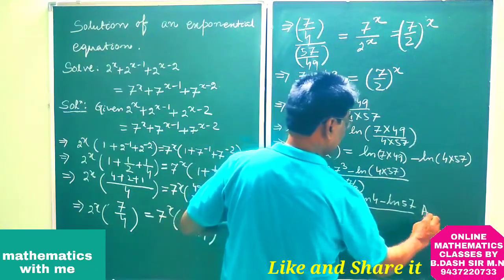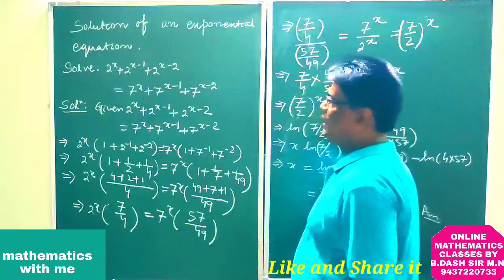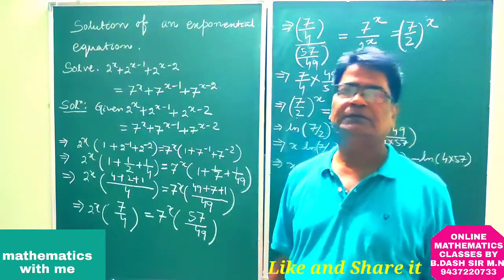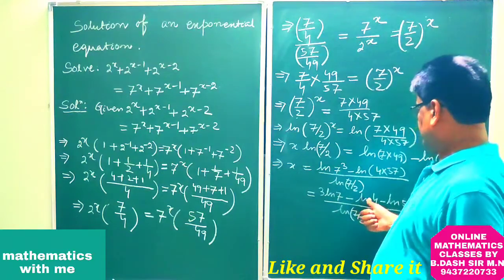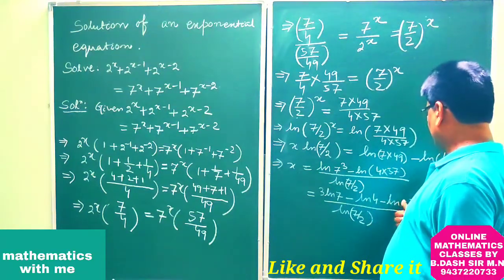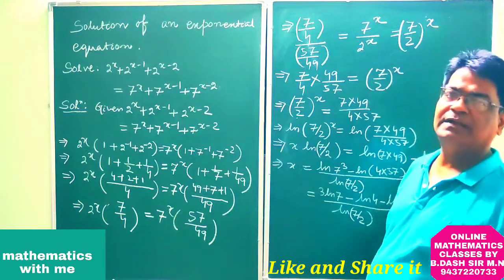Answer. So, after solution, we get the value of x is equal to (3 ln 7 minus ln 4 minus ln 57) by ln(7/2).